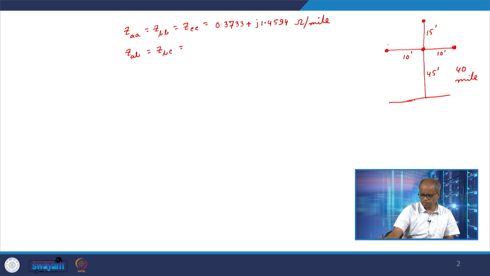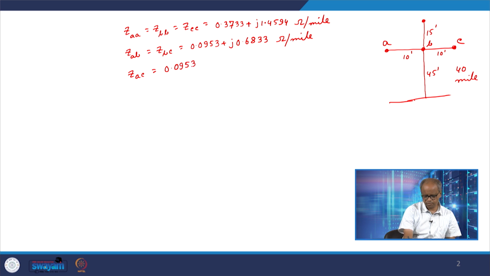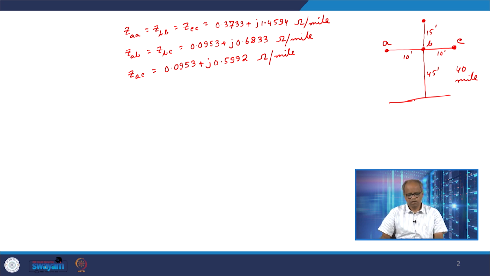This was phase A, this was phase B, this was phase C. Obviously, ZAB is equal to ZBC because their distances are the same, and that was found to be 0.0953 plus J 0.6833 ohm per mile. And ZAC was found to be 0.0953 plus J 0.5992 ohm per mile. These values we have already calculated in our last example.